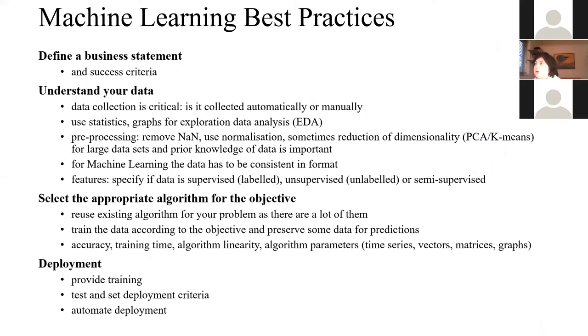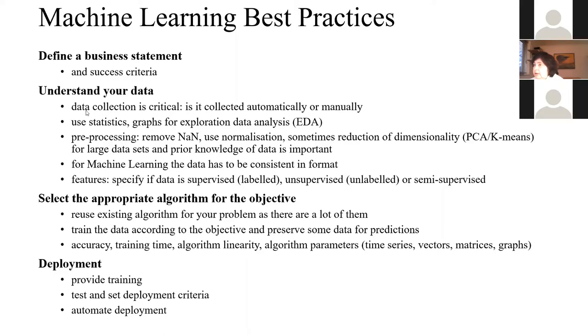Now, for machine learning best practices, there are four types of information that you need to consider. So you have to define a business statement, understand your data, select the appropriate algorithm for the objective, and then deploy the information. Now, to define a business statement, you either have to go to the marketing and sales department, use a data analyst or data scientist to understand the business needs for the stakeholders, and then you have to provide the success criteria.